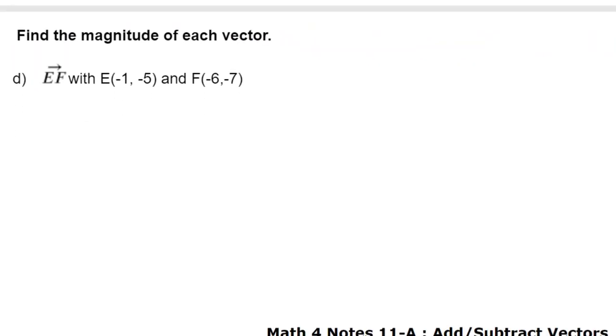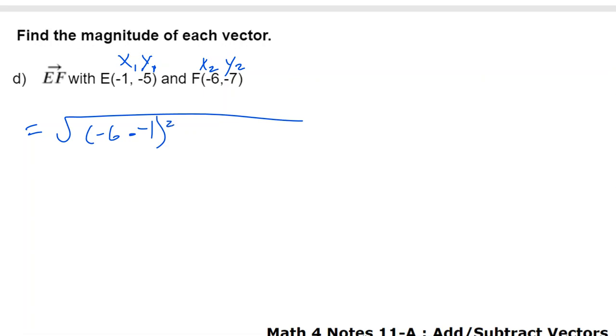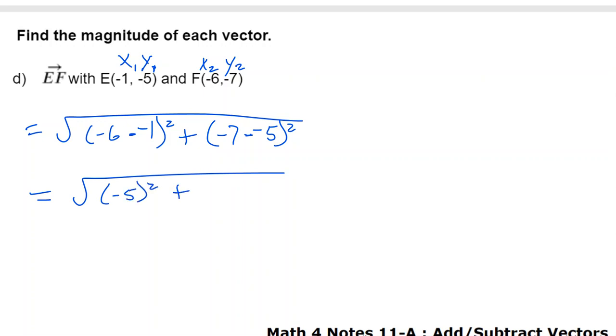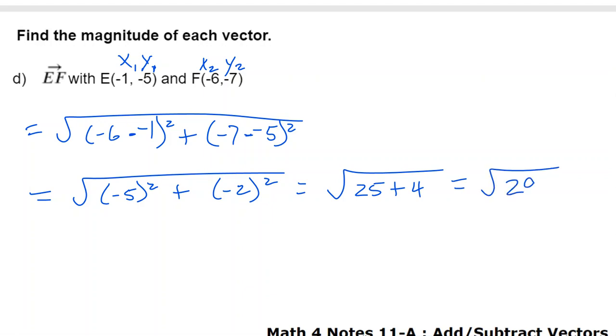And then the last one. Okay, so we'll say negative 6 minus negative 1. A lot of negatives in this one. Just about everything has a negative sign to it. We're going to have to watch our signs. That's negative 6 plus 1. That's going to be negative 7 plus 5, which is going to give us 25 and a 4, square root of 29.